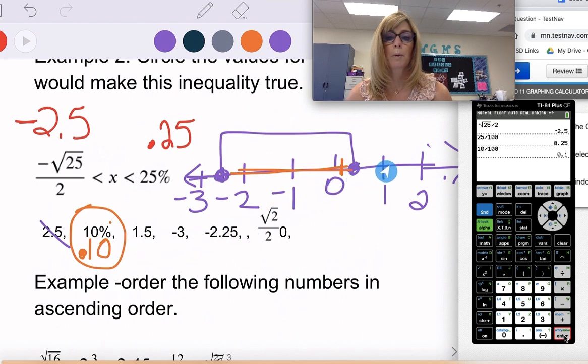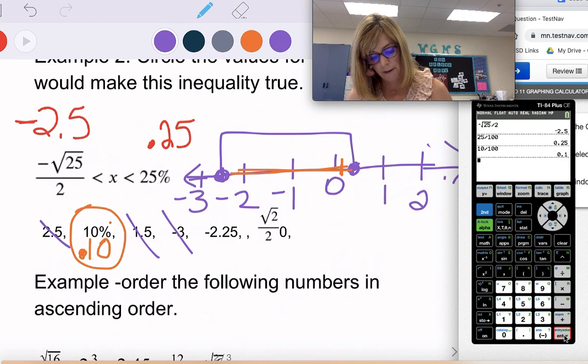1.5, well, 1.5 would be over here in the number line. So that's not within this region right here. So I'm not going to circle that one. I'm going to cross that out. Negative 3 is, again, not within this region right here. It's not in between those two numbers, so I'm not going to circle that one. I'm going to cross that out.